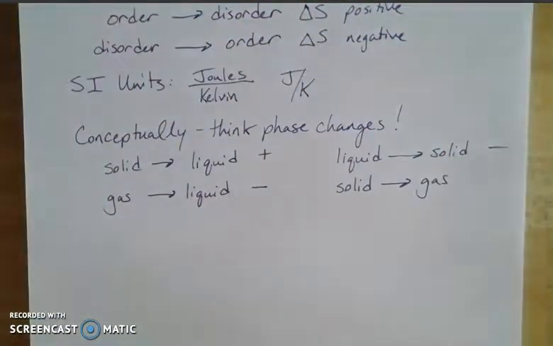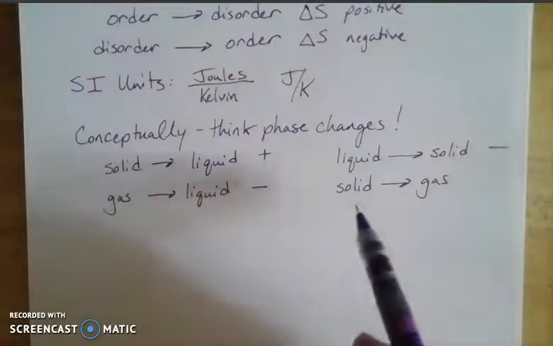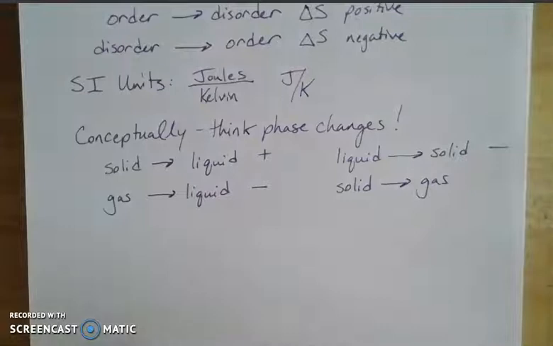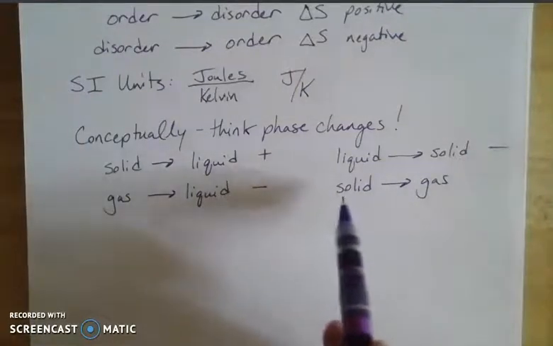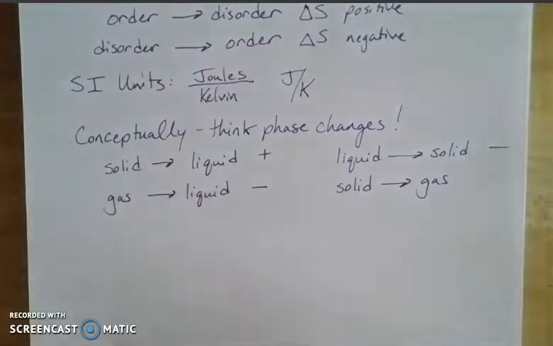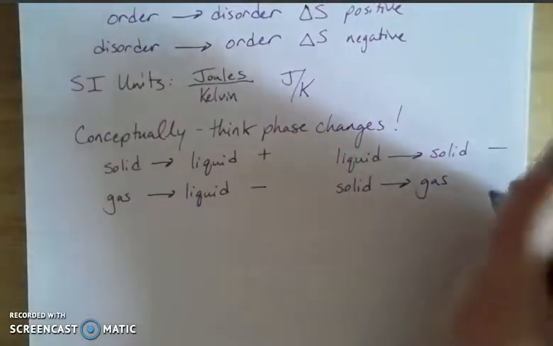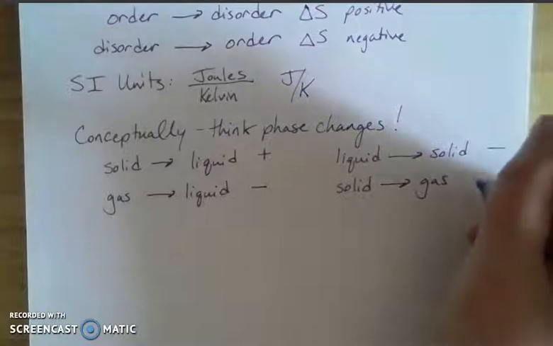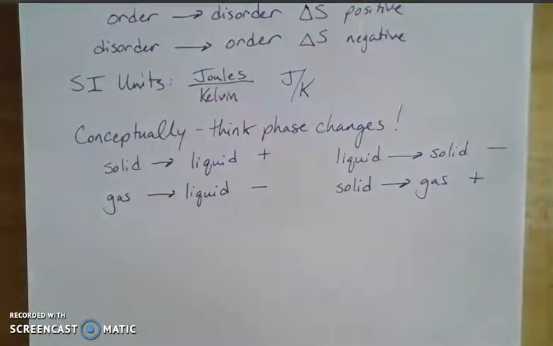And if I'm going from a solid to a gas, so think carbon dioxide, dry ice, we're sublimating, we're going directly to the gas phase. This is going to be a pretty big change in entropy because we're going from the most ordered phase to the least ordered phase. This is energetically favorable and would have a positive change in entropy, positive delta S. Okay.